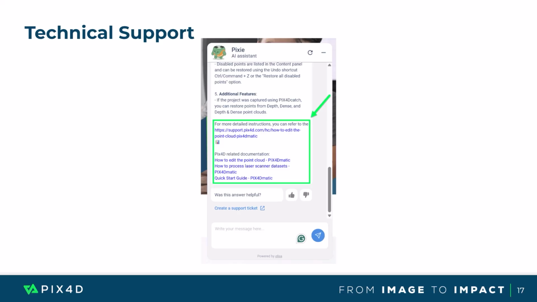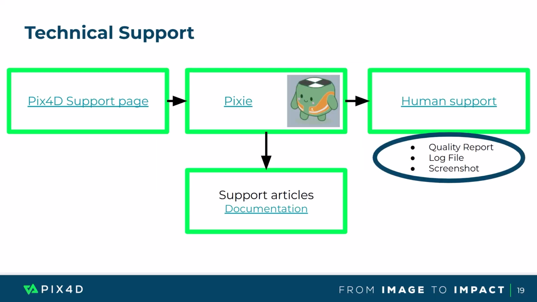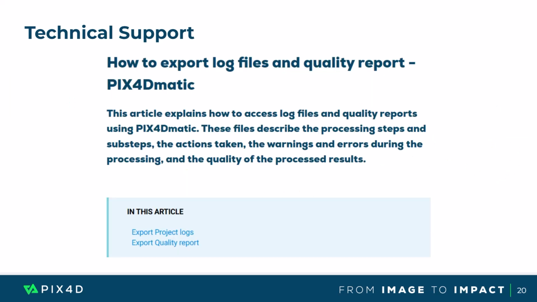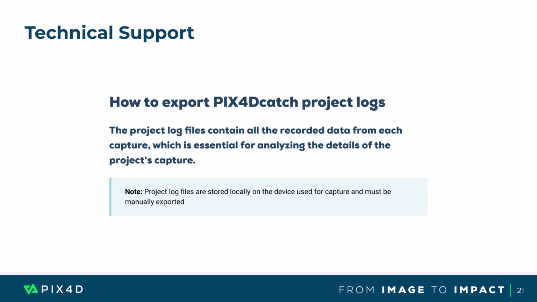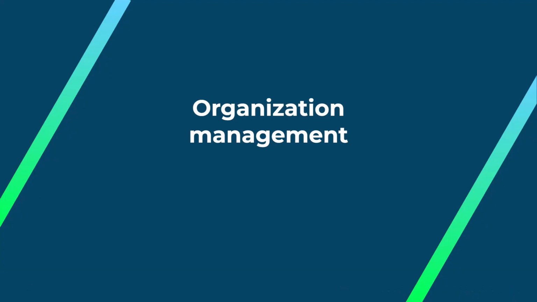You can also use the search bar at the top of each article's page to find relevant articles in our documentation. If you're not satisfied with Pixie's assistance, you can then create a support ticket. When creating a support ticket, remember to attach the quality report. The log files and screenshots are also recommended. These can help our support agents pinpoint the issues efficiently. We have technical articles that include all the instructions on how to export the log files and quality reports for all of our products.